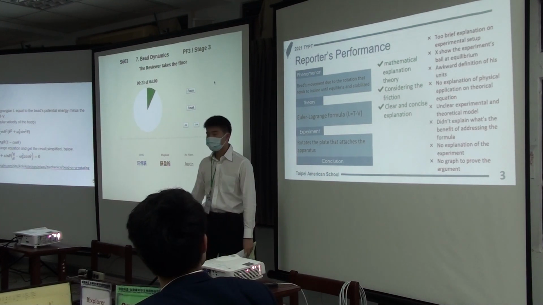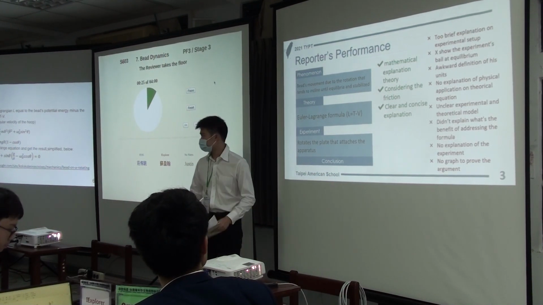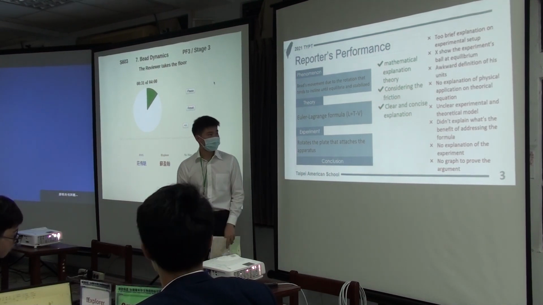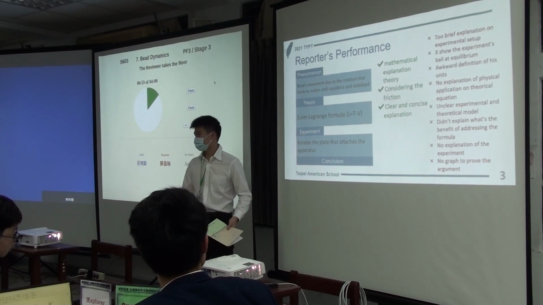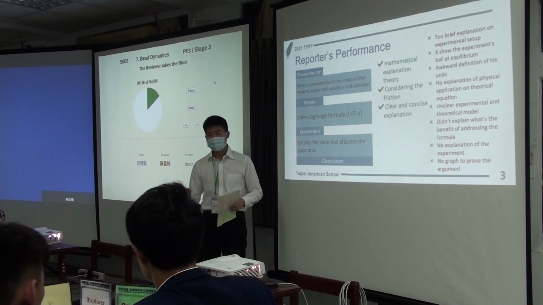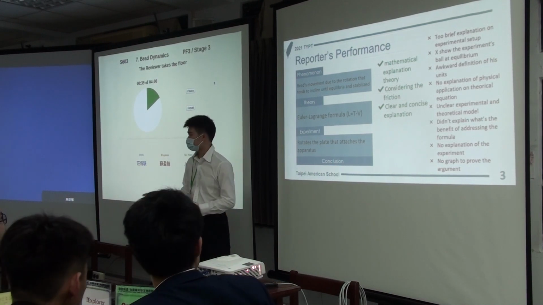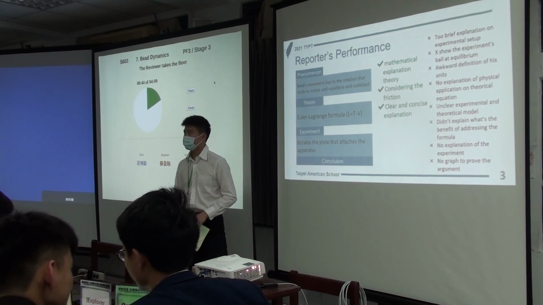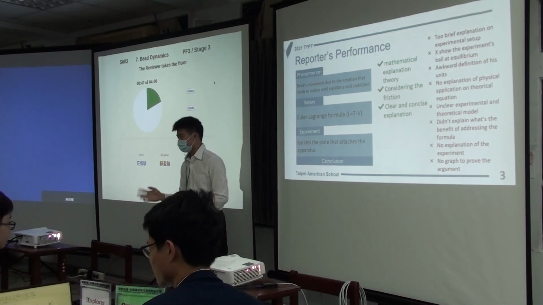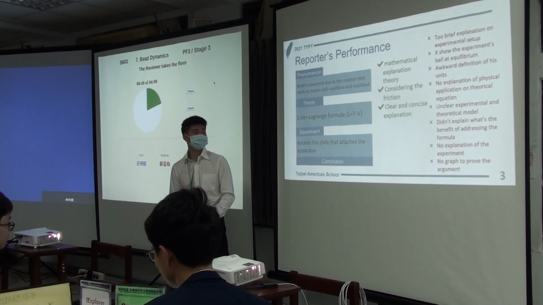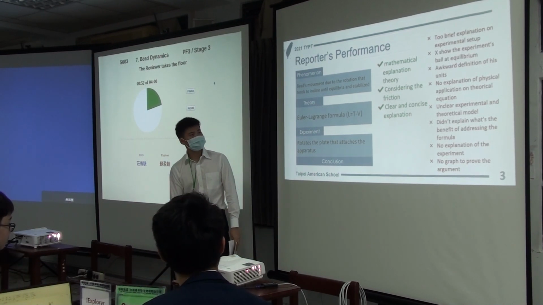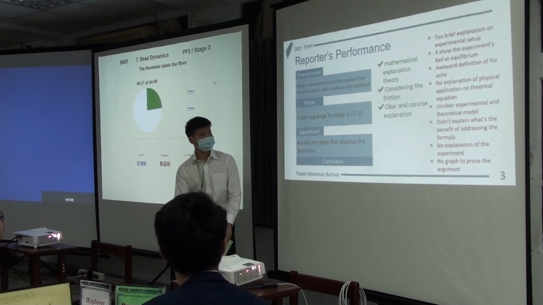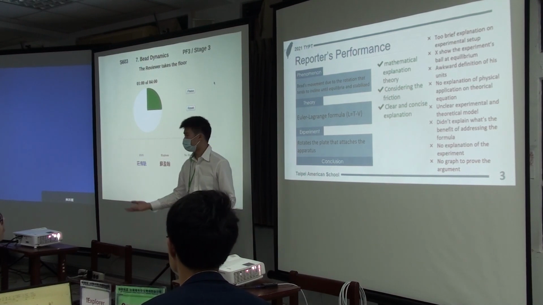Okay, so for the reporter's performance, he had a decent mathematical explanation of how the theory occurs, and he also considered some aspects of the friction. He had a fairly concise and clear explanation of the phenomenon. However, he had a very brief explanation of how he set up the experimentation. The axis was off, and he had a tilted hoop, which caused more errors. He also did not show the equilibrium position in a video, and there was no physical application of the theoretical model.